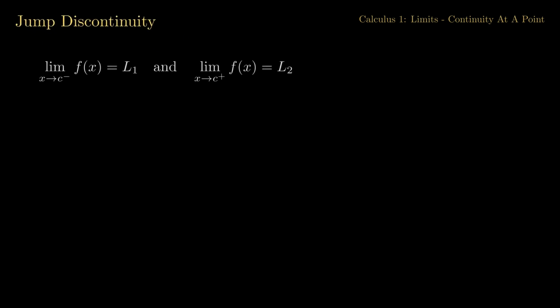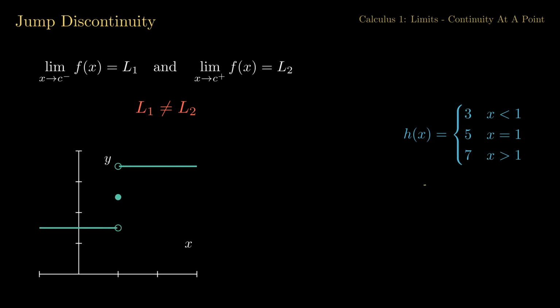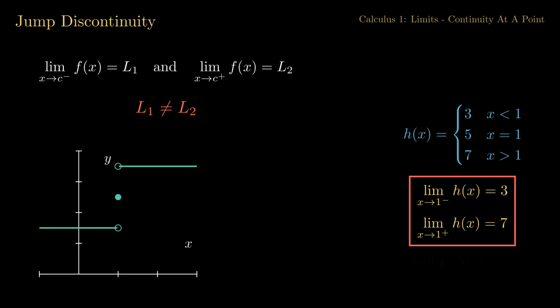Now let's discuss jump discontinuity. A jump discontinuity occurs when the left limit and right limit exist, but they are not equal, creating a jump in the graph. Consider the function h of x equals 3 if x is less than 1, 5 if x equals 1, and 7 if x is greater than 1. Is there a jump discontinuity at x equals 1?